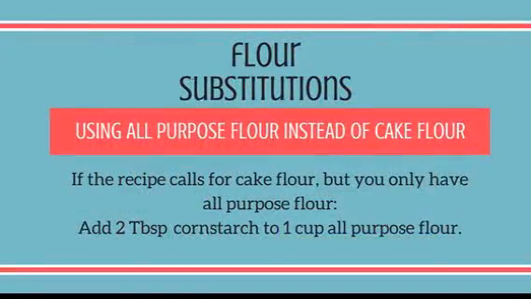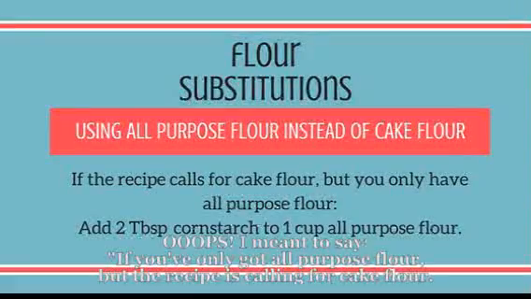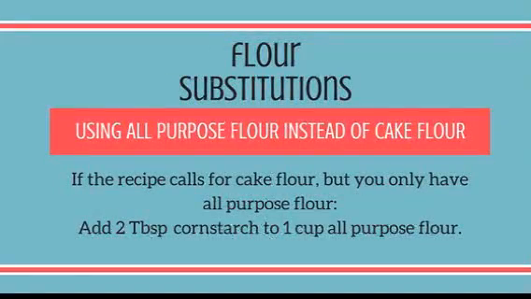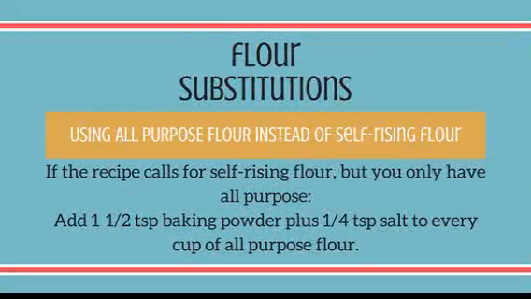So the first substitution is using all-purpose flour instead of cake flour. So let's say you've got cake flour, but the recipe is calling for all-purpose flour. So what you want to do is add 2 tablespoons of cornstarch to every 1 cup of all-purpose flour that the recipe calls for.